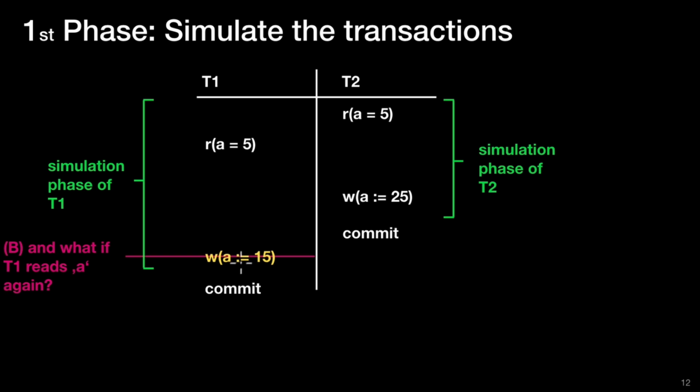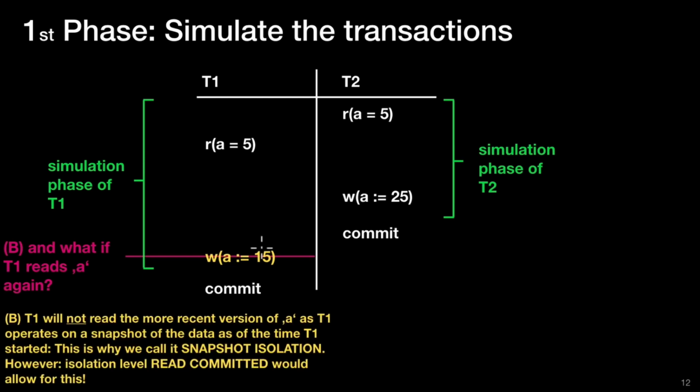What happens with B, and what if T1 reads A again? At this point in time, you could say, hey, that's fine. Why would I operate on this old version of A? I could still read the most recent version. A at this point in time in the database state is set to 25, so why not read this 25 again and then do this write operation? Well, this is not what MVCC is doing. The idea of MVCC is to operate on snapshots. This is also called snapshot isolation. So T1 will not read the more recent version of A, as T1 operates on a snapshot of the data.